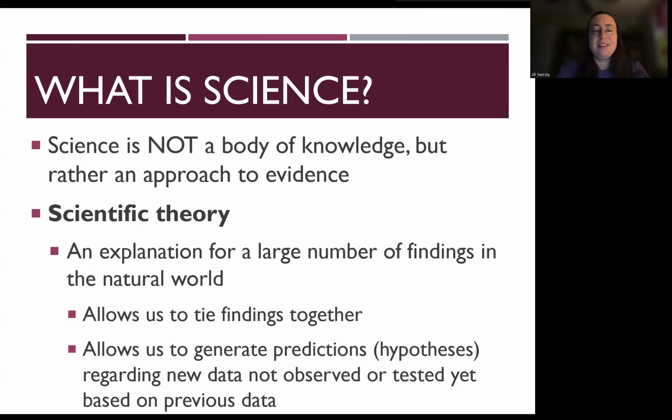So theories let us tie findings together and make new predictions, or educated guesses, about things we haven't yet observed based on what we do know. So if 99 times out of 100, when I do this thing, this other thing occurs, I can predict, or I can theorize, that when I do this thing, here's what's going to happen.